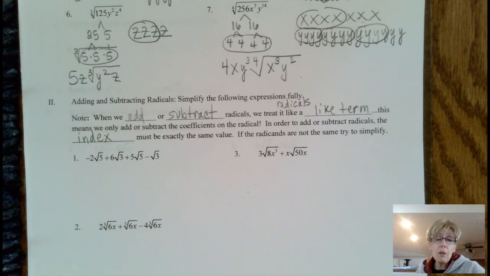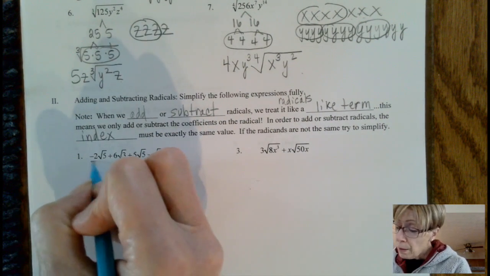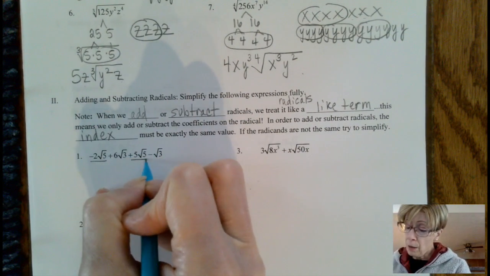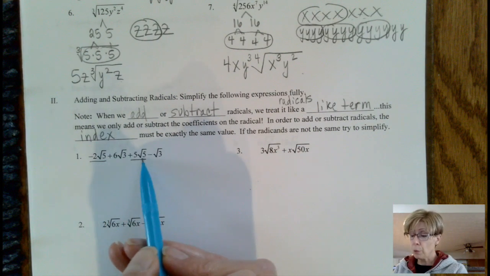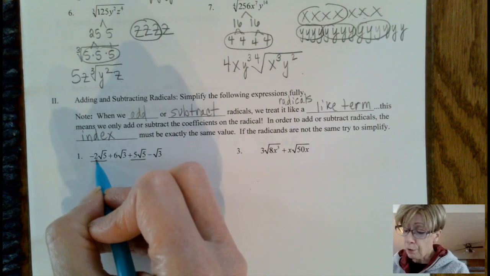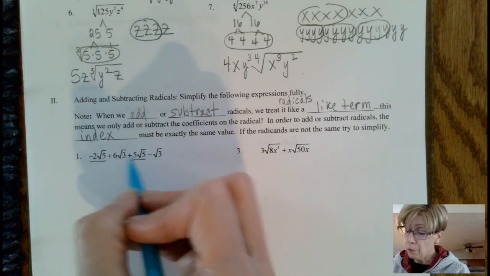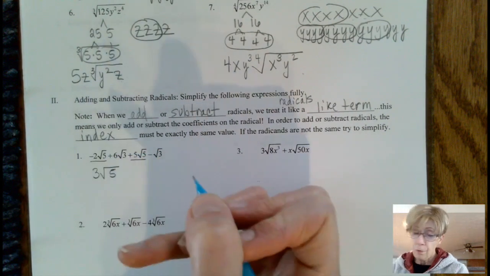So as we take a look at a couple of examples here, on problem number 1, -2 square root of 5 and 5 square root of 5 are like terms because it's square root of 5, square root of 5. So what we do is we add the coefficients, the numbers in front. -2 plus 5 is 3 square root of 5.